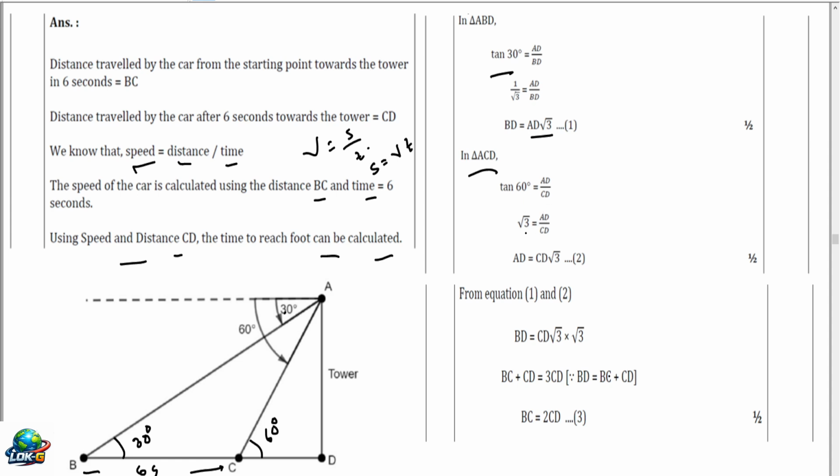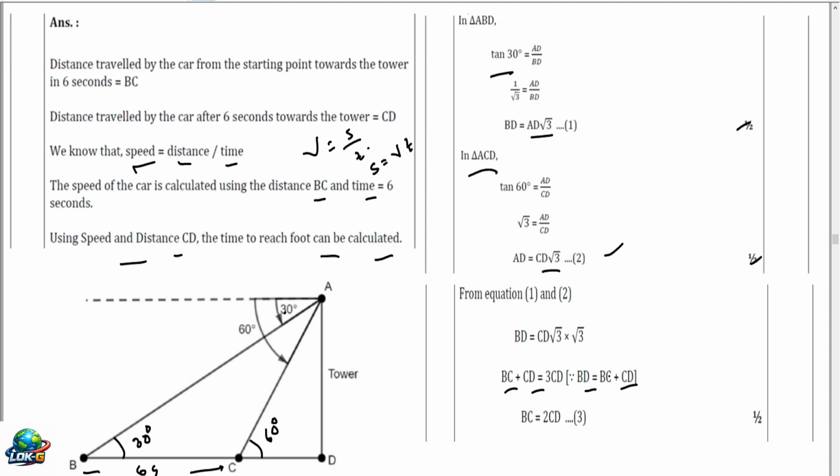What is tan 60? Root 3. You can take AD is equal to CD root 3. Call it equation 2. From 1 and 2, what is BD equal to? BD can be written as BC plus CD. Are you getting me? Because BD is equal to BC plus CD.